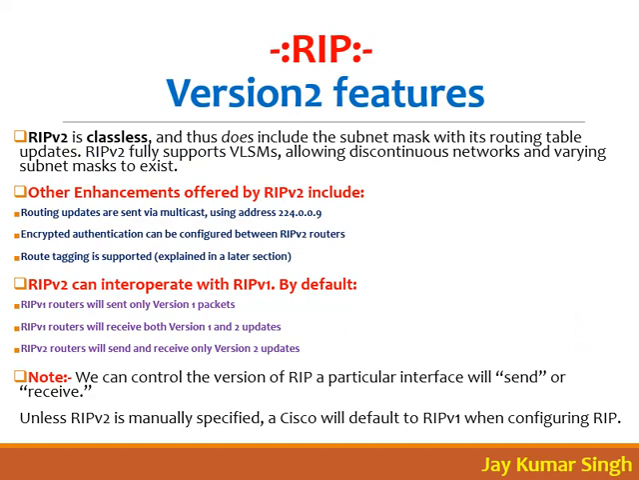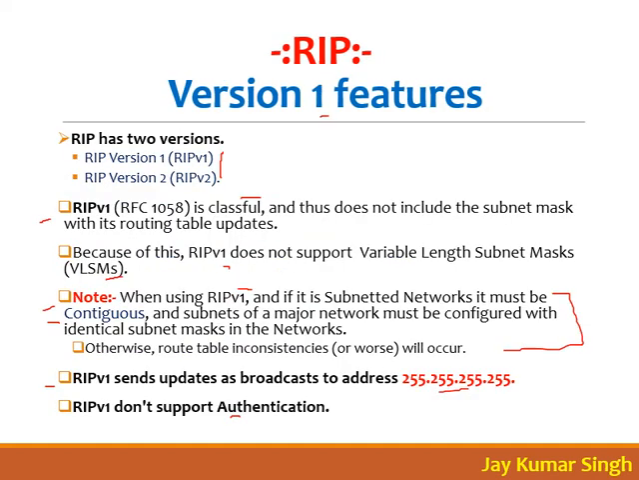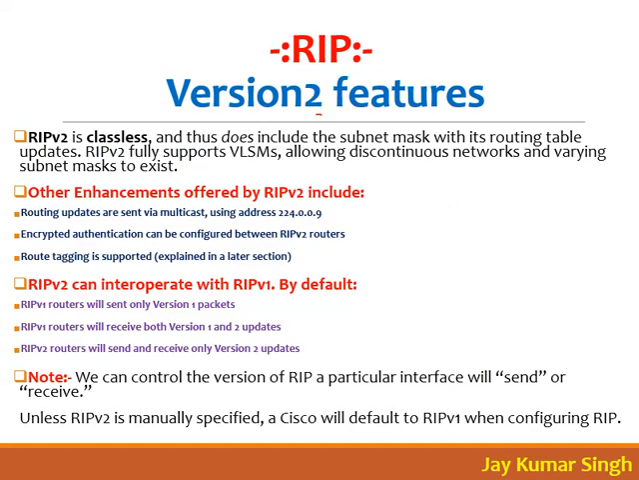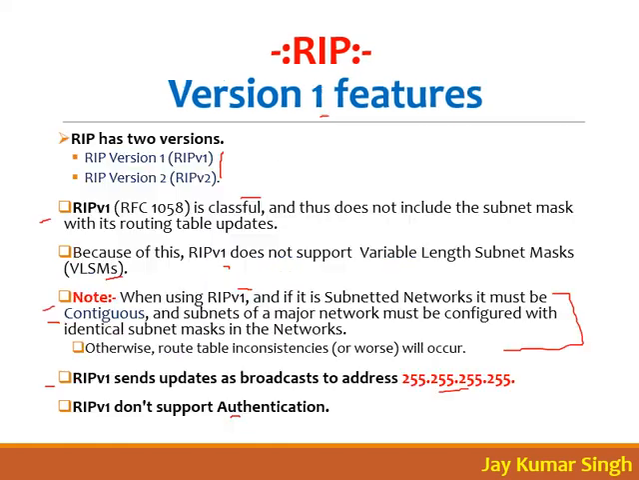RIP version 2 features. This was the RIP version 1 feature. Now this is the RIP version 2 feature. It's saying that RIP version 2 is a classless routing protocol. See here, when RIP version 1 sends updates to its neighbor, it only sends the network information, no subnet mask.